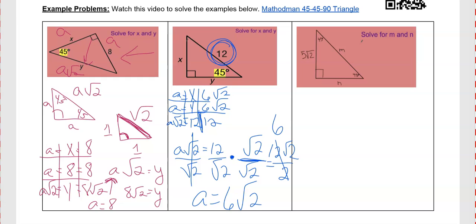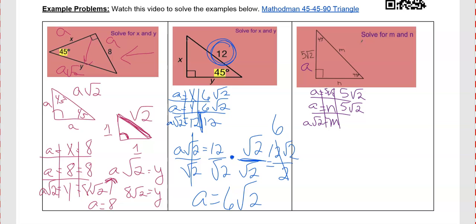And finally, we have a right triangle with 45, 45, 90, and it wants us to solve for m and n. So again, we're going to make our table. A square root of 2 with an equal sign. And then we have one side length that gives me 5 square root 2 is a. N is my other one, and m is my hypotenuse. Well, a is just going to be 5 square root of 2. N is also going to be 5 square root of 2 because it's an isosceles right triangle.